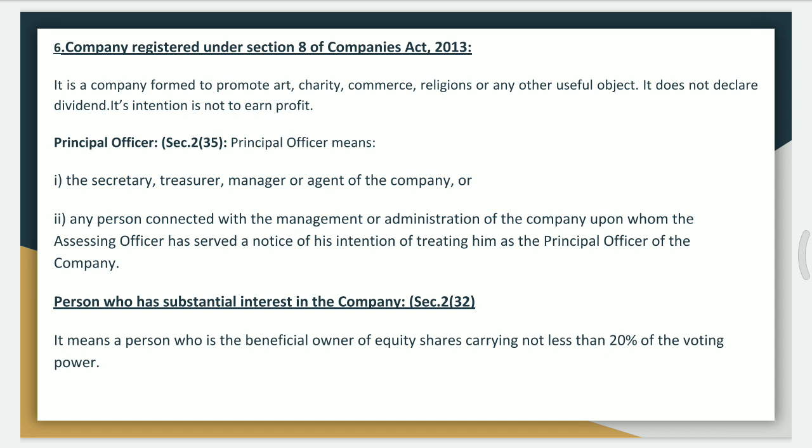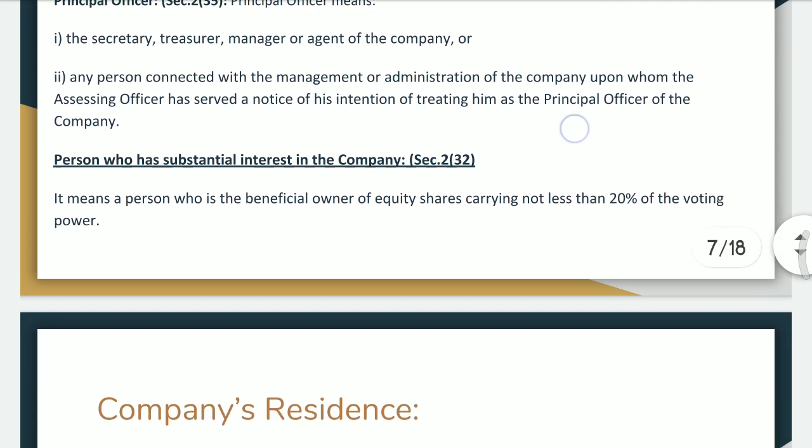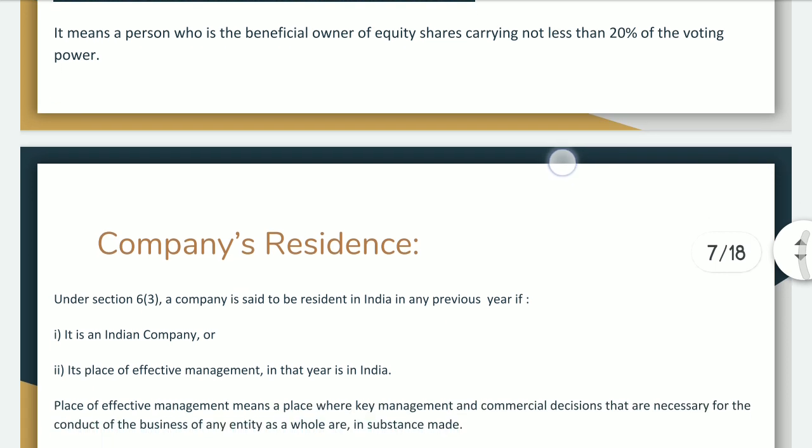Person who has substantial interest in the company. It means a person who is the beneficial owner of equity shares carrying not less than 20% of the voting power. Now we will see rules regarding the company's residence.